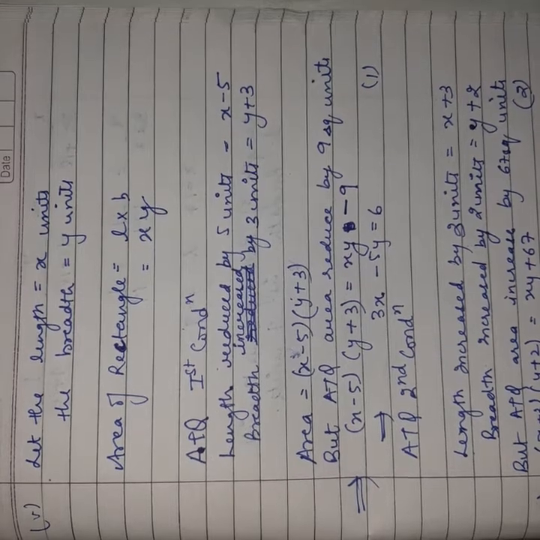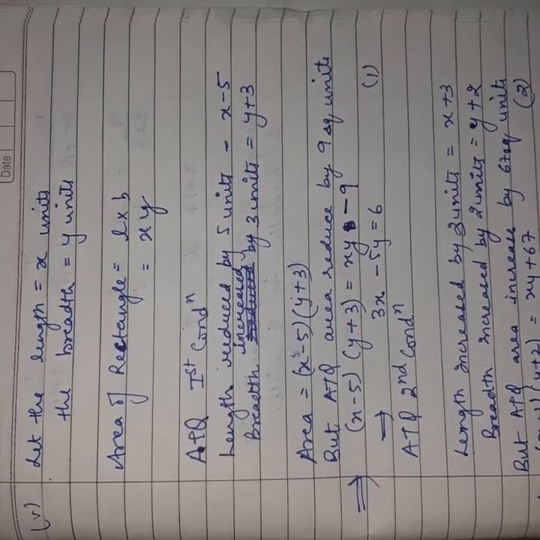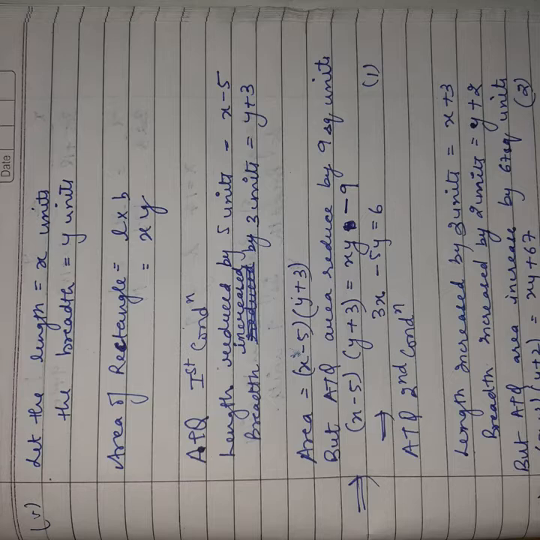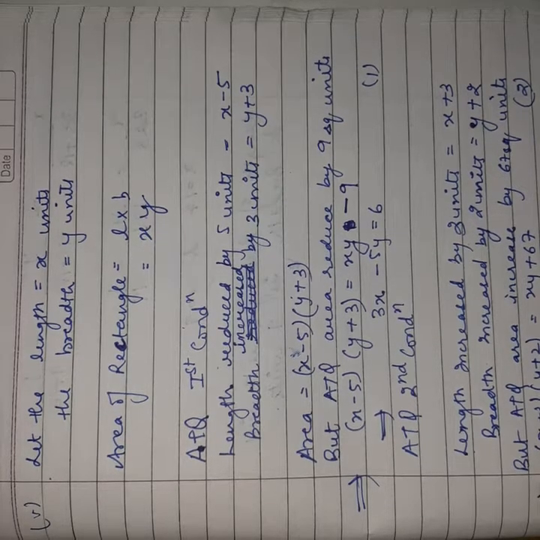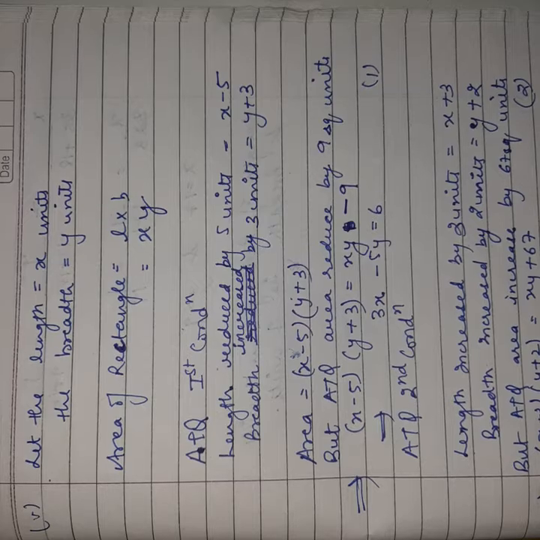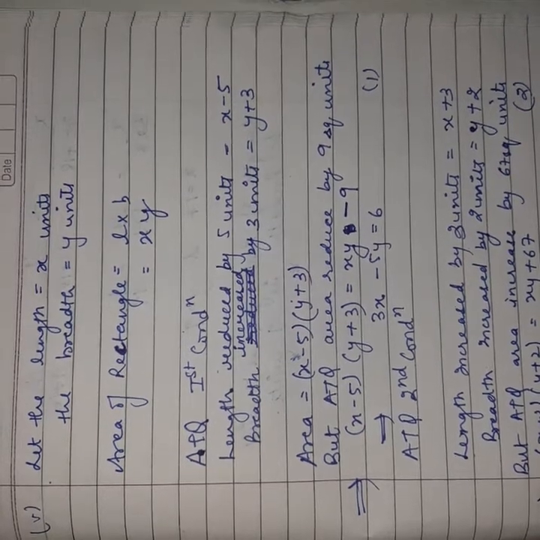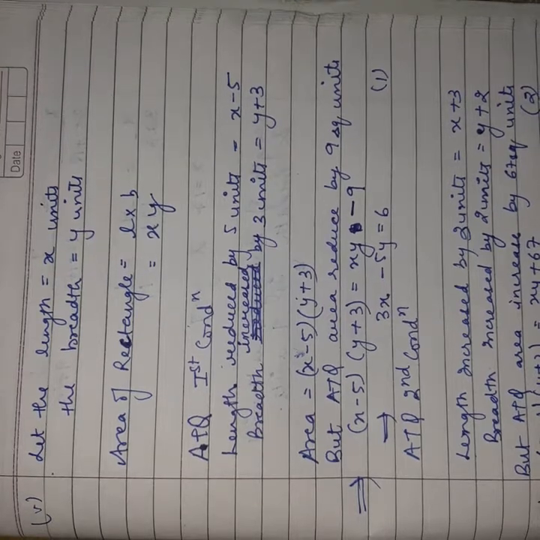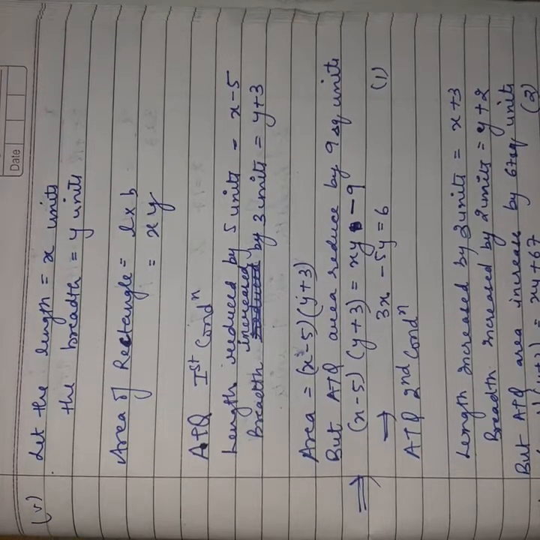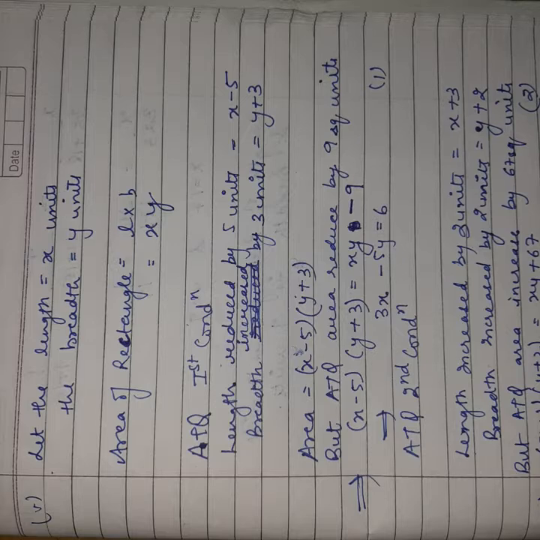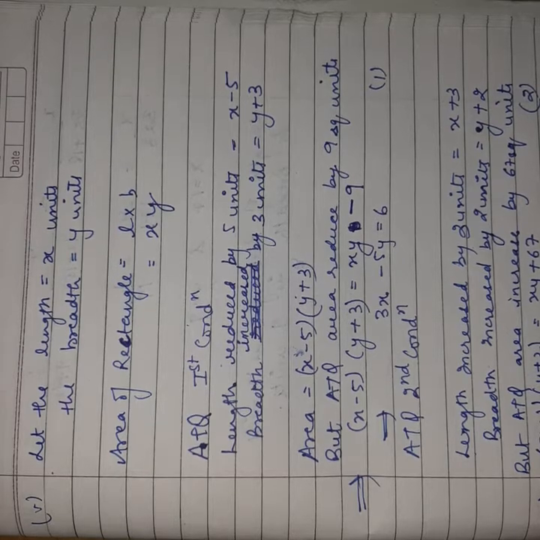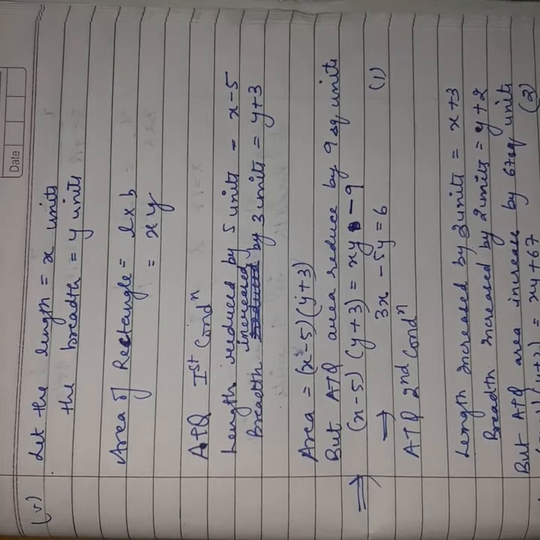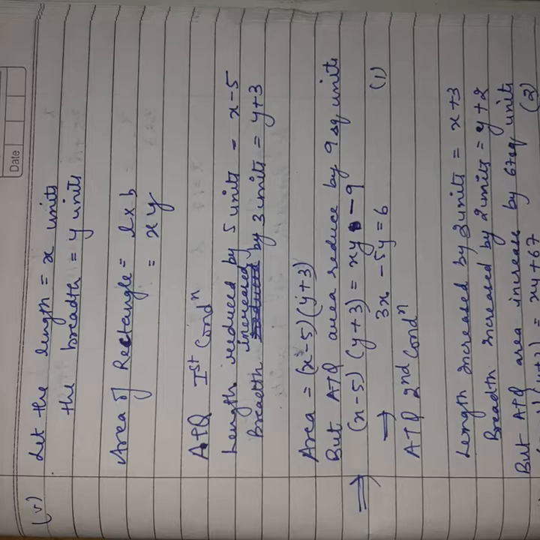So moving on to part 5 of the same question, which is our last part of this question. The area of a rectangle gets reduced by 9 square units if the length is reduced by 5 units and the breadth is increased by 3 units. Similarly, if we increase the length by 3 units and the breadth by 2 units, the area increases by 67 square units. Find the dimensions of the rectangle.